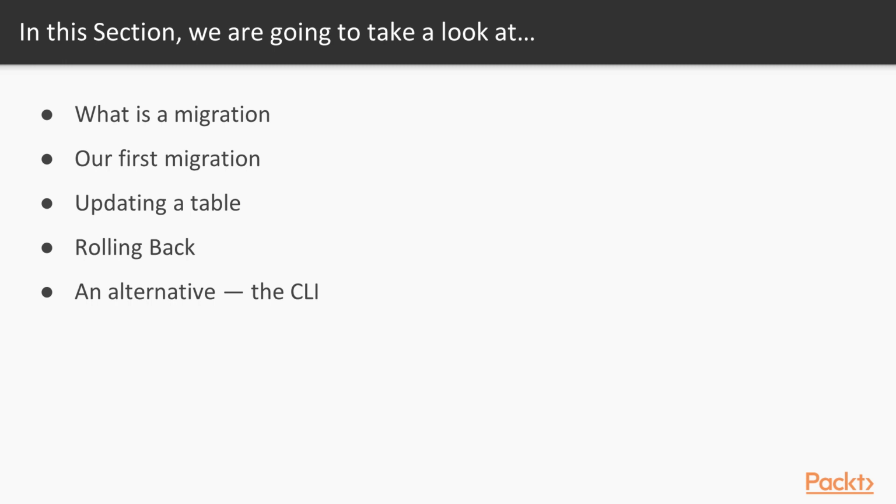Moving on, we will look into how we can update an existing table with migrations. And of course, how we can roll back those migrations and return to a previous state. We will end this section with a quick introduction to an alternative way of working with migrations using the CLI instead of the Package Manager console.